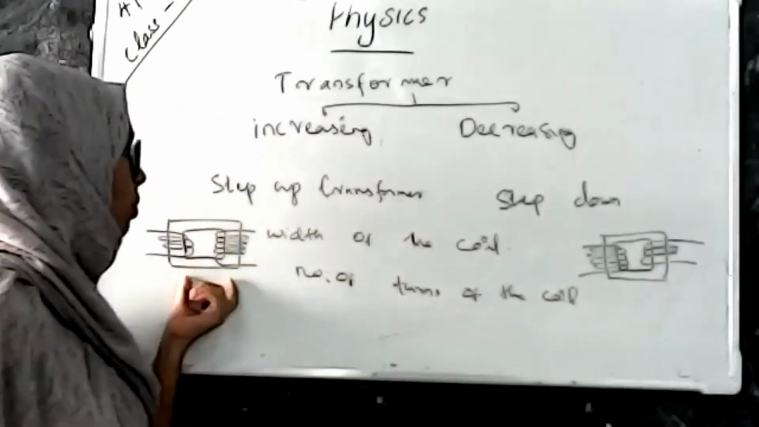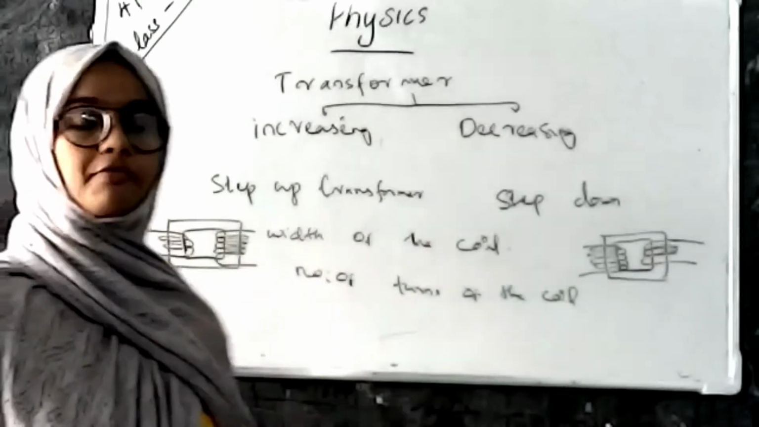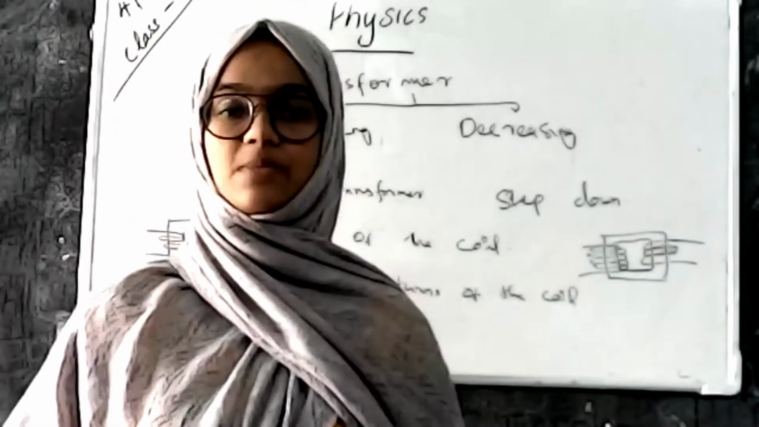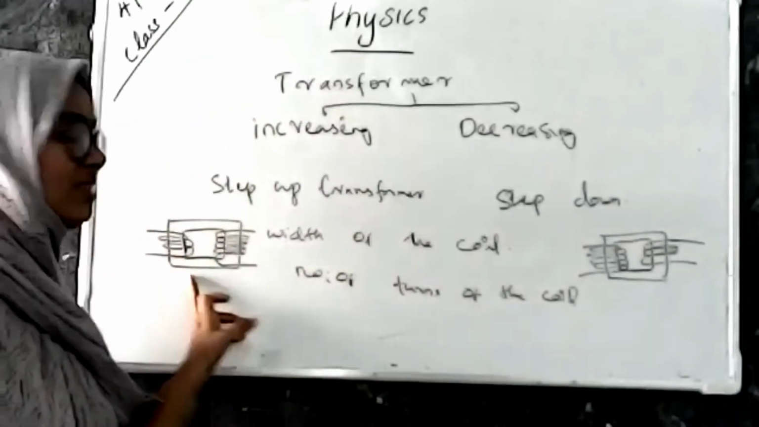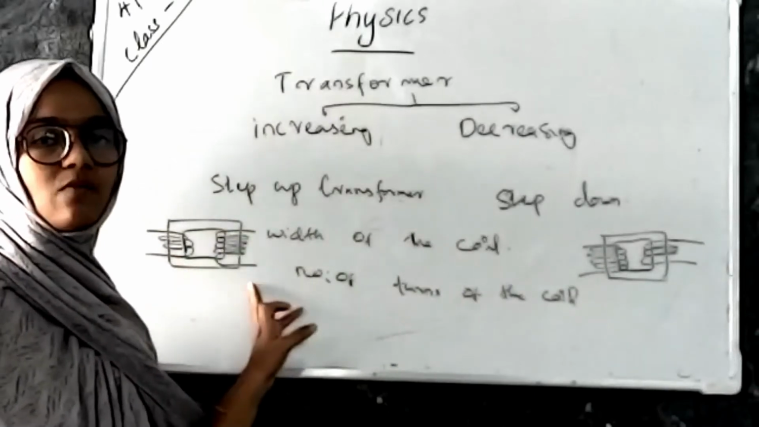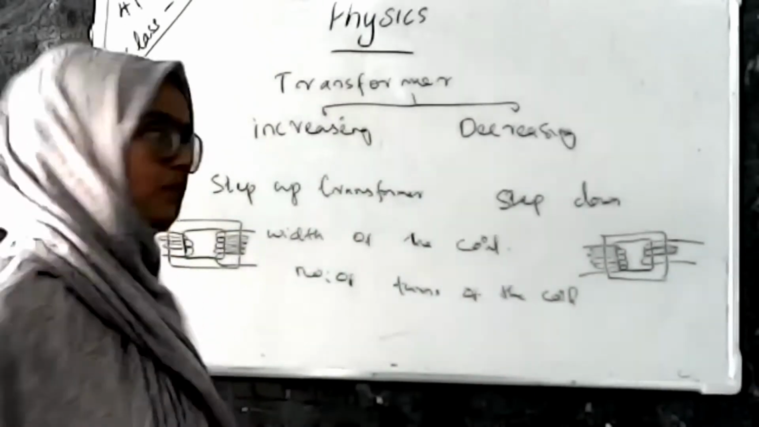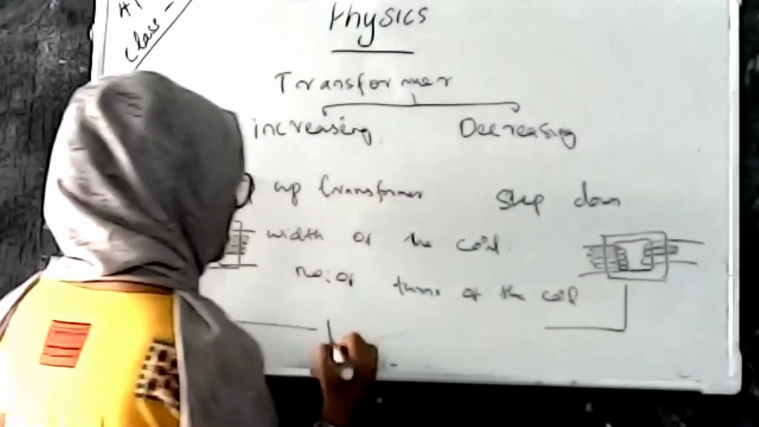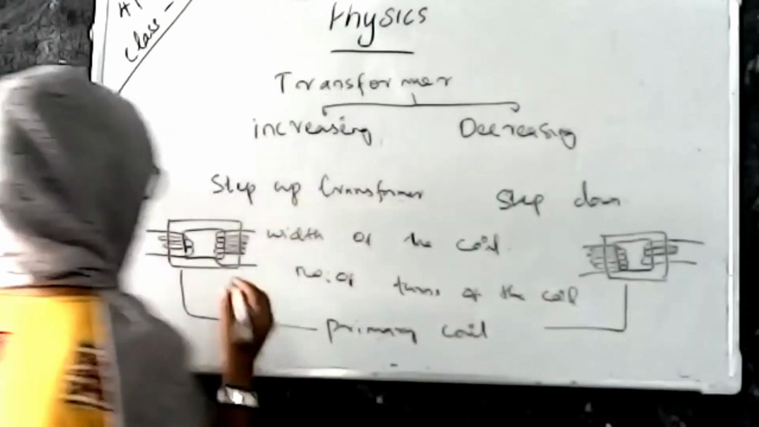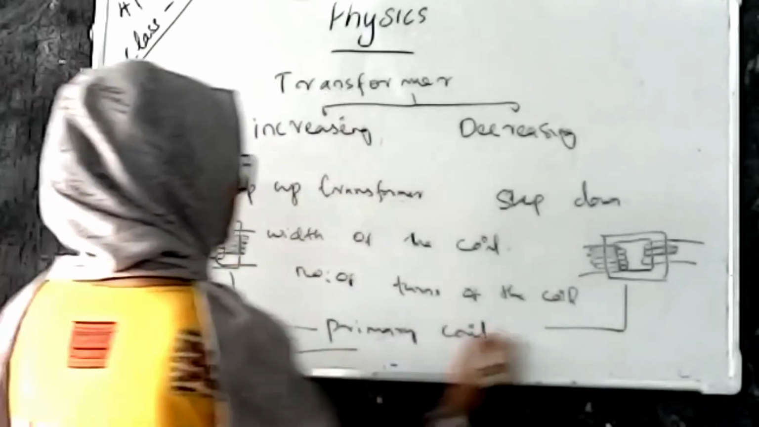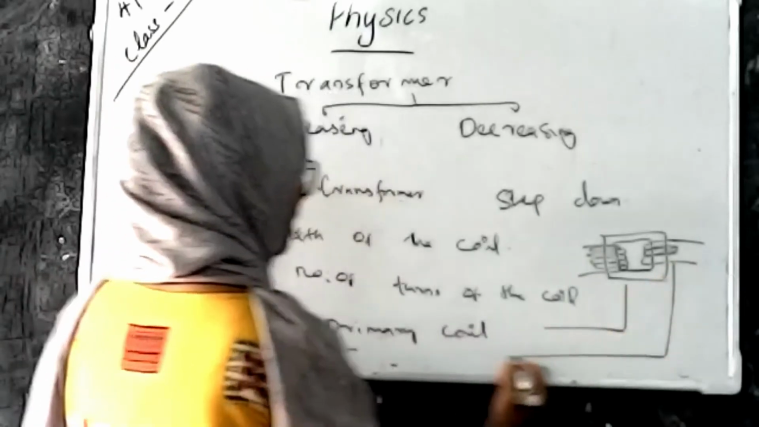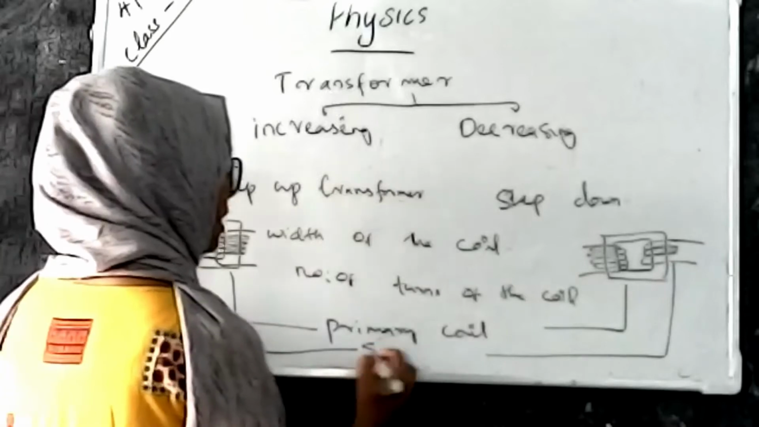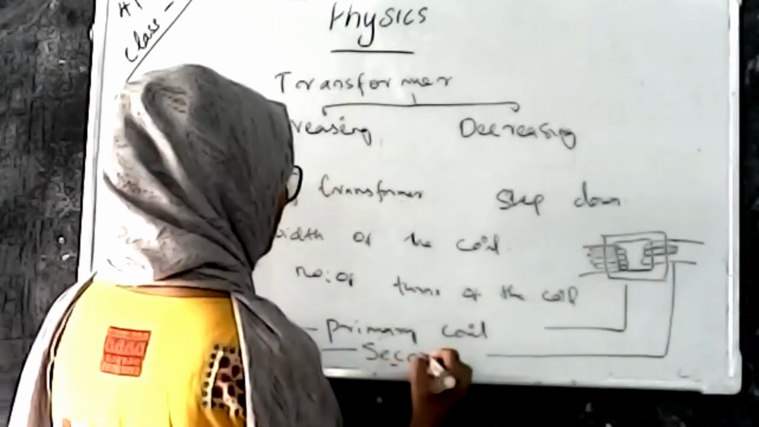And these two coils in both of the transformers have names. The first one is the primary coil and the second one is the secondary coil. So both have a primary coil and a secondary coil. In a step-up transformer, the number of turns in the primary coil is lower.